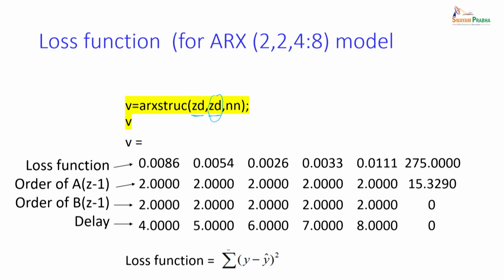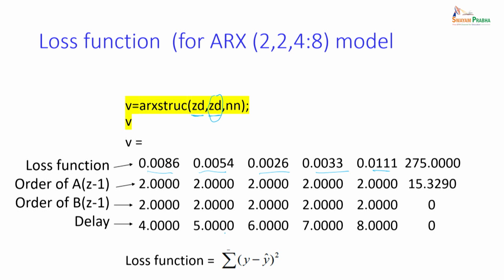So what we get, if we list the argument for V or the output for V, is the loss function, the sum of the squares of the coefficients. The order of A is always 2. The order of B is also 2. So the order of A and B remains the same, and here is the delay. For a second order A, second order B, and a delay of 4, the loss function is 0.0086.